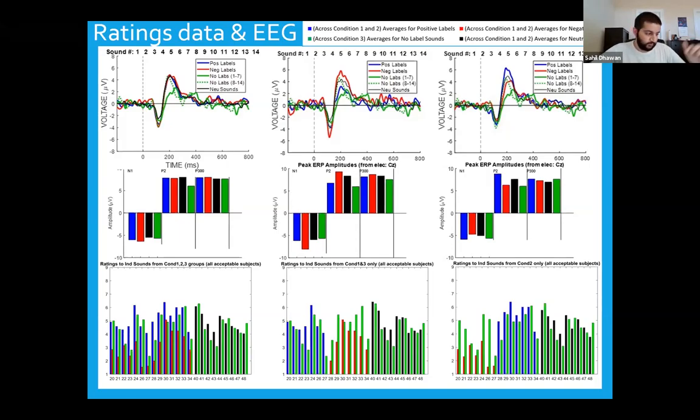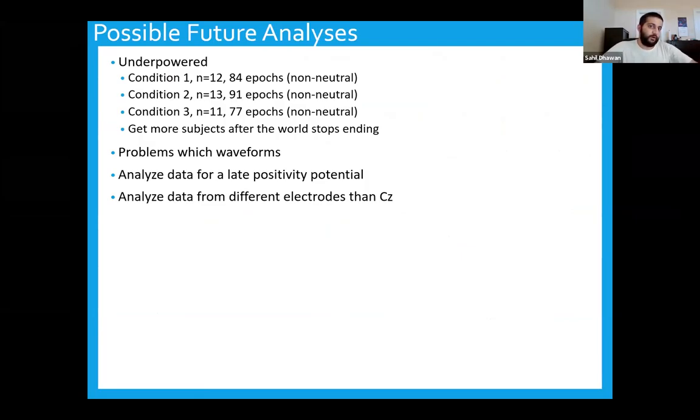And so this is a bit of an exploratory study. So we're not sure; we need to do more analyzing on the waveform and getting more subjects. In our original conditions, we can only play our sounds once for each subject, because when you have a study like this, you're expecting the subject to be surprised when they hear it. So they can't hear it again, or the ratings data won't mean anything much. That created only 84 epochs for condition one, 91 epochs for condition two, and 77 for condition three.